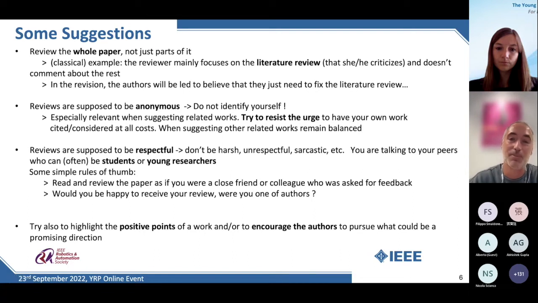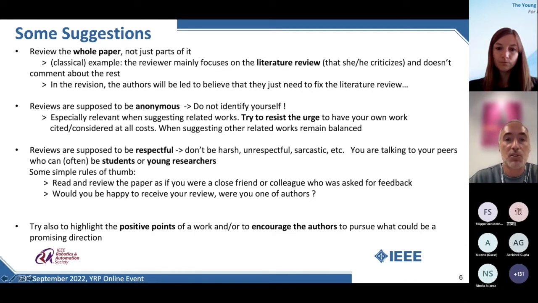A classical example: a reviewer focuses on the literature review. For some reason, he or she believes that the list of cited papers is not complete, it's wrong, something is missing, or they are citing papers in the wrong way. And that's basically the review. They criticize this a lot, and the reviewer doesn't review the rest of the paper, or doesn't put enough emphasis on it. This in general leads to problems.